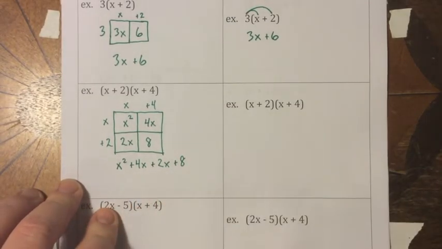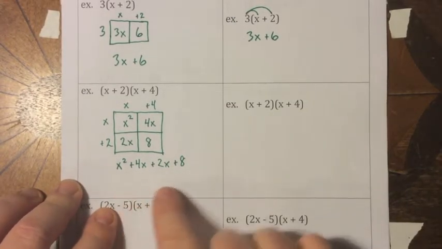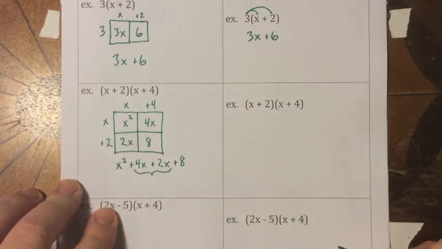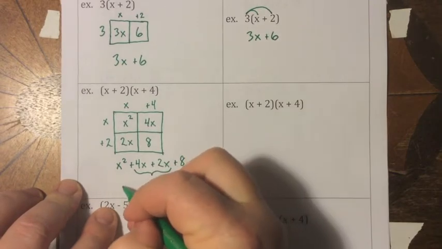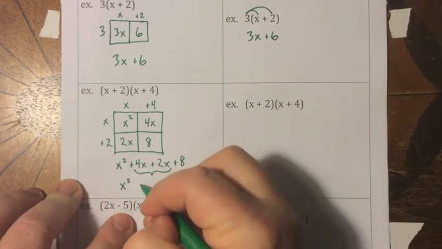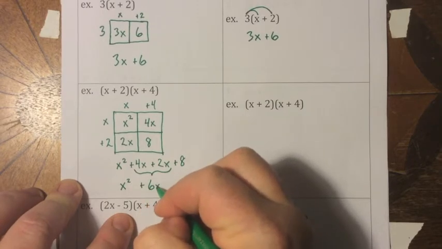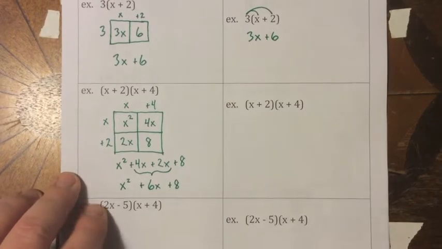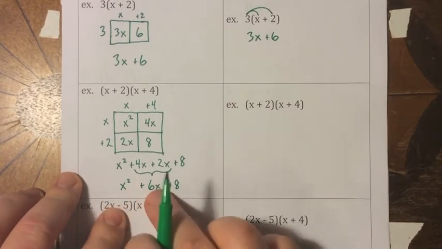Before I finalize my answer, I need to be able to clean this up. You will notice here that there are 2 terms in the middle that I can actually put together. And so I'm going to go ahead and copy down my x squared. I have 4x plus 2x, which is going to give me plus 6x. And lastly, I'm going to copy down the positive 8. That's my final answer here.